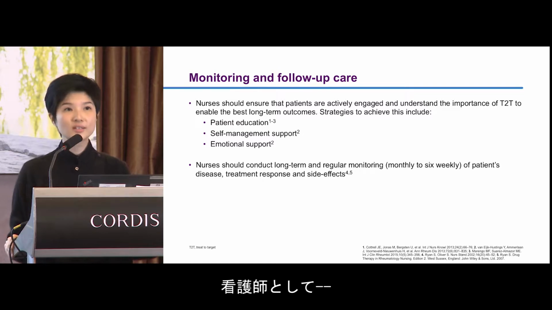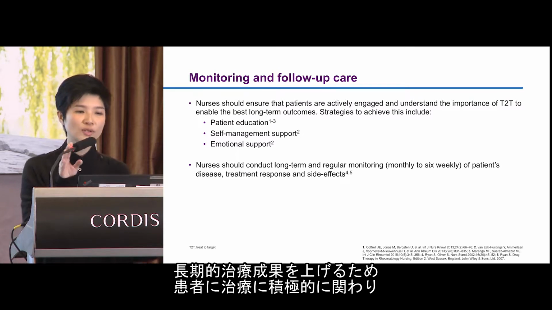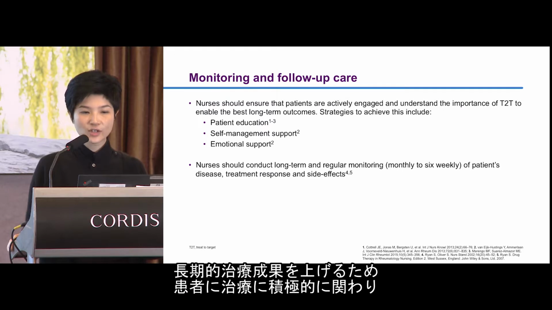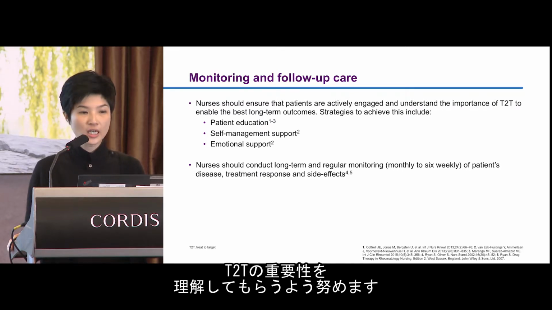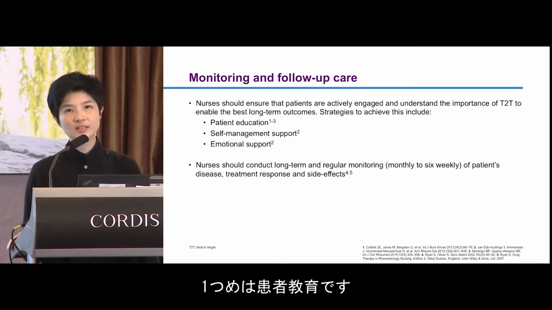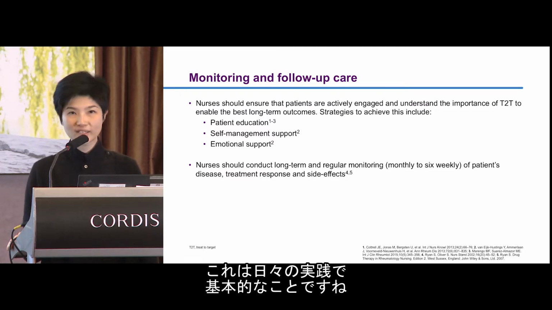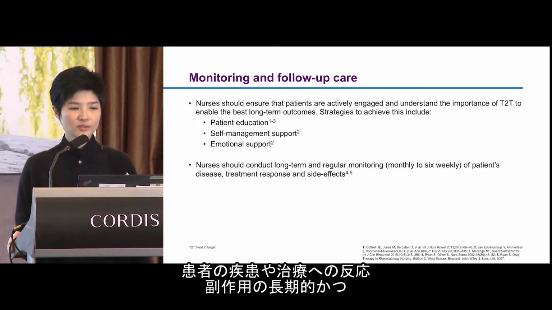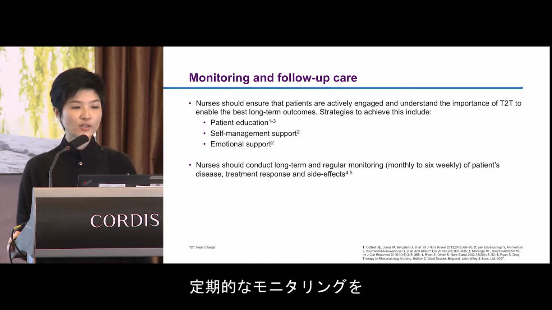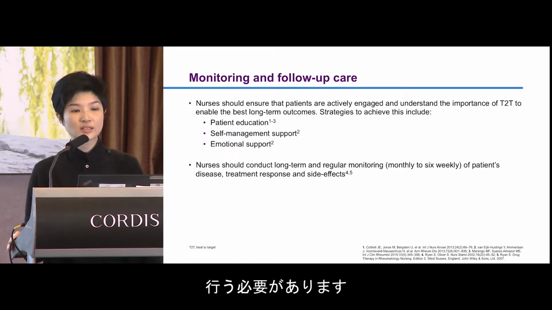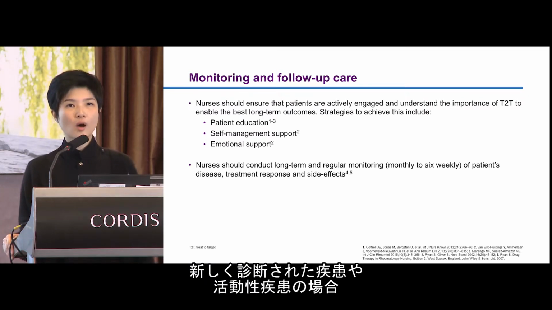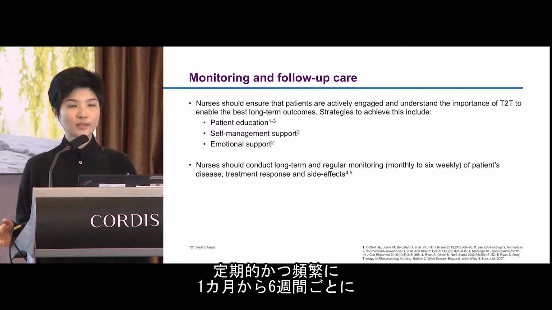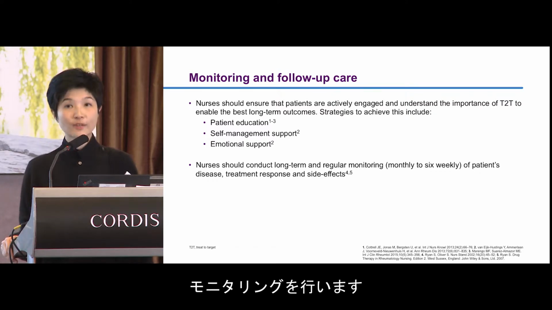So as a nurse, we should ensure that patients are actively engaged and understand the importance of T2T to enable long-term outcomes. Here are some strategies. First, patient education, which is our bread and butter in daily practice, self-management support, and also emotional support, just like counseling. So we should conduct long-term and regular monitoring of patients' disease, treatment response, and side effects. So for newly diagnosed or active disease, we should monitor the patient regularly and frequently, like monthly to 6 weekly.